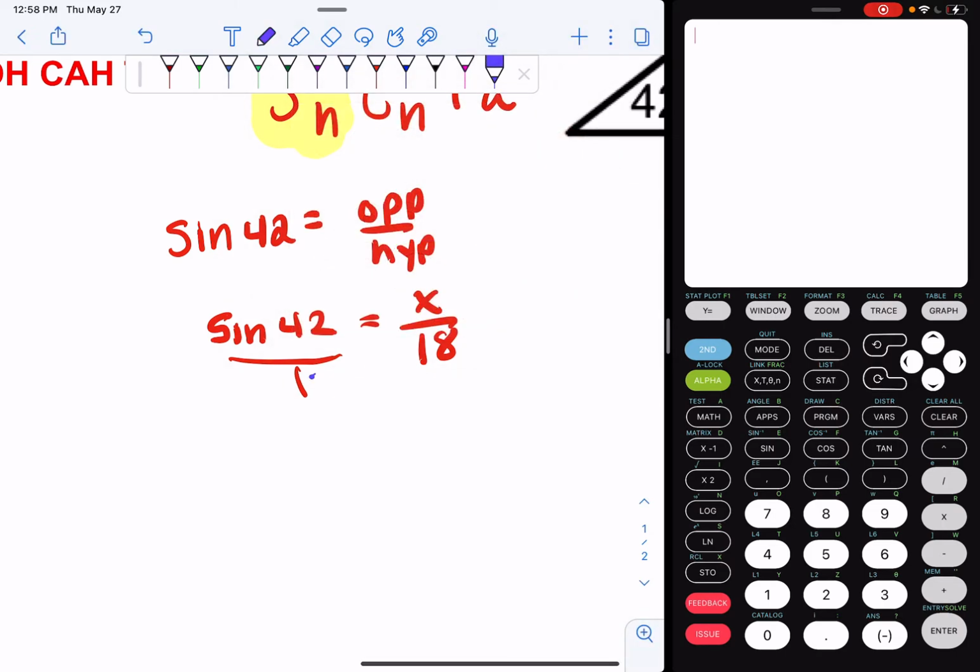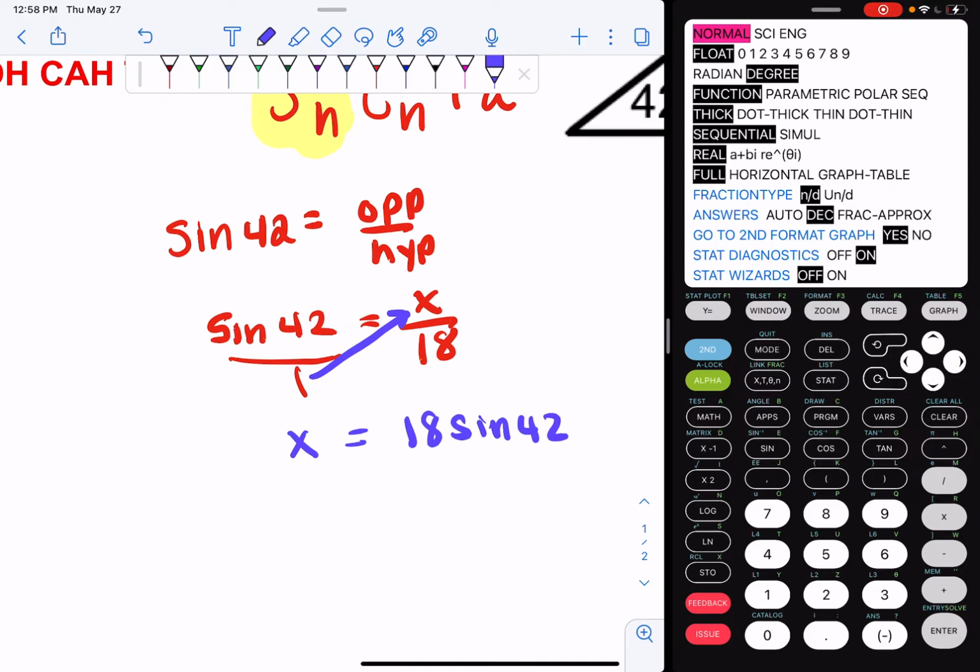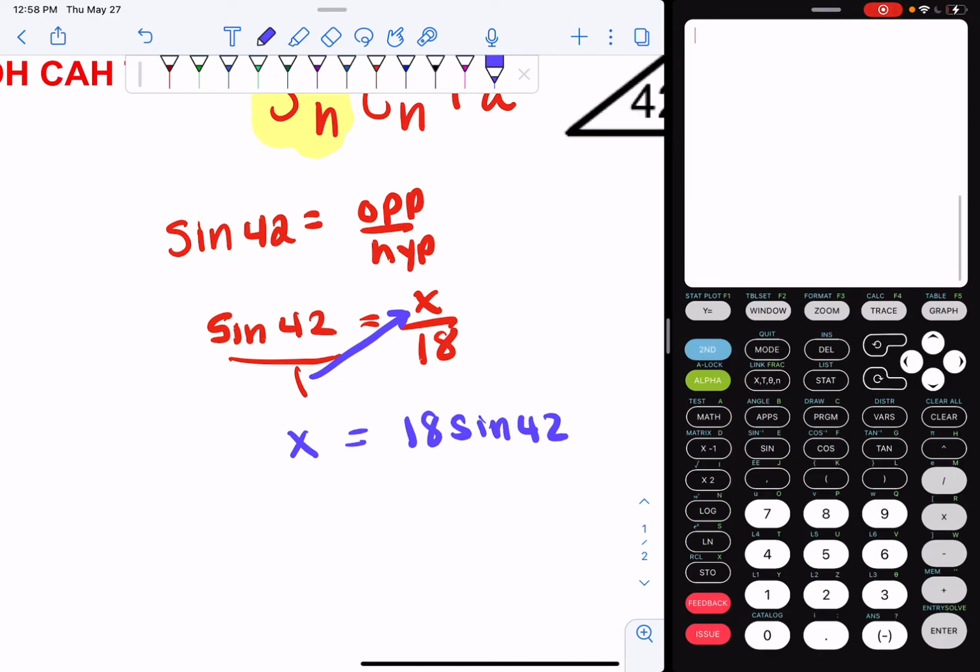And when I cross multiply, 1 times x is x. And then I get 18 sine 42. So it's not sine of 42 times 18, it's 18 times the sine of 42. So remember, our calculator needs to be in degree mode. It's in degree mode. So now I'm going to type in 18 sine 42. Hit enter, and I get 12.044 something.